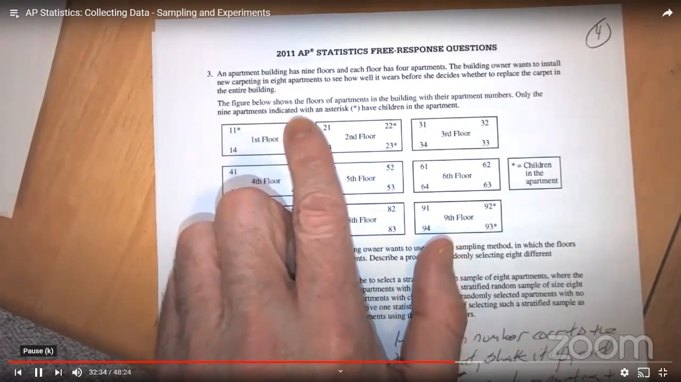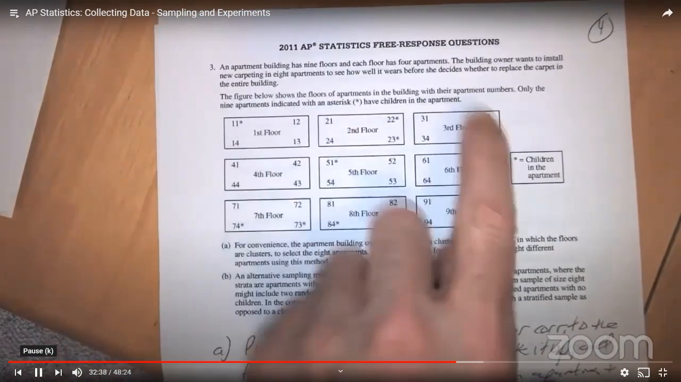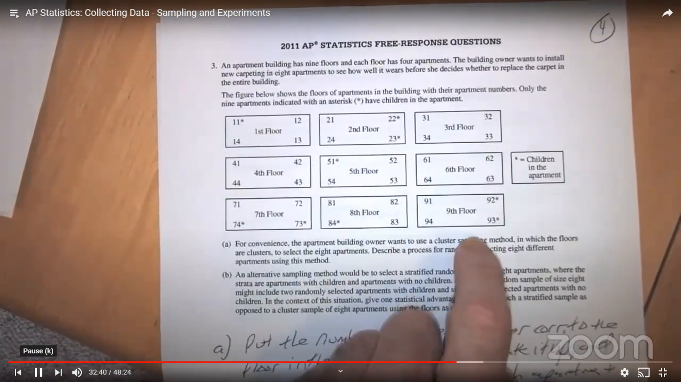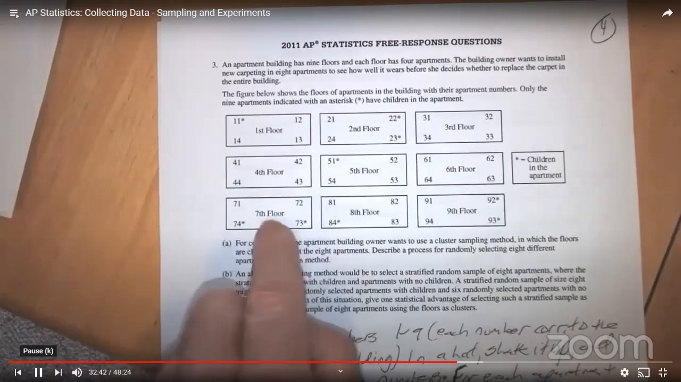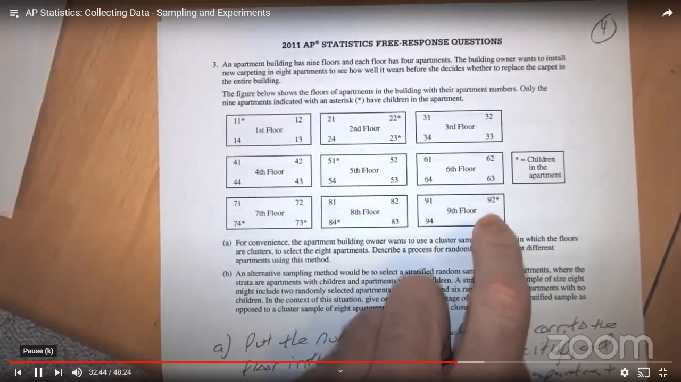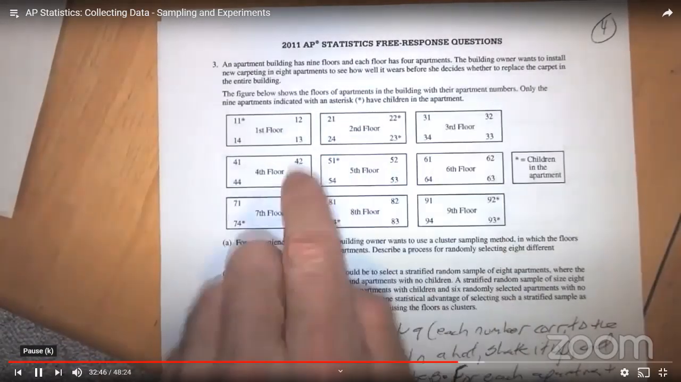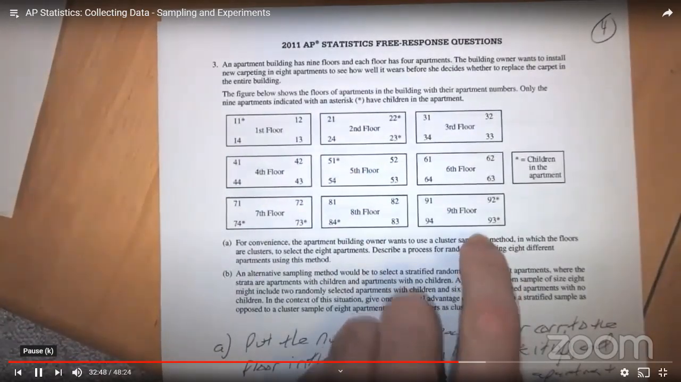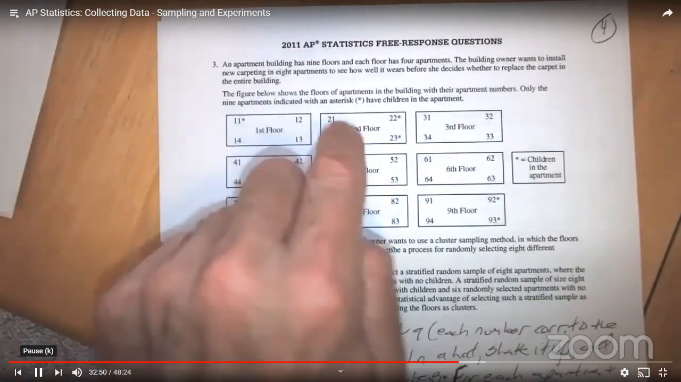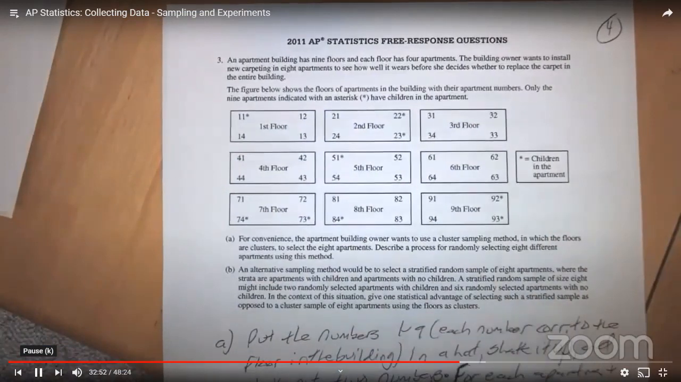An apartment building has 9 floors, and each floor has 4 apartments. That's what we're trying to show you here. First time I did this problem, I actually had to spend a minute trying to figure that out. It took me a little while. It was a little slow, but I figured it out after a while, and there's my 9 floors, and each floor has 4 apartments. So I guess there's 36 apartments in total.